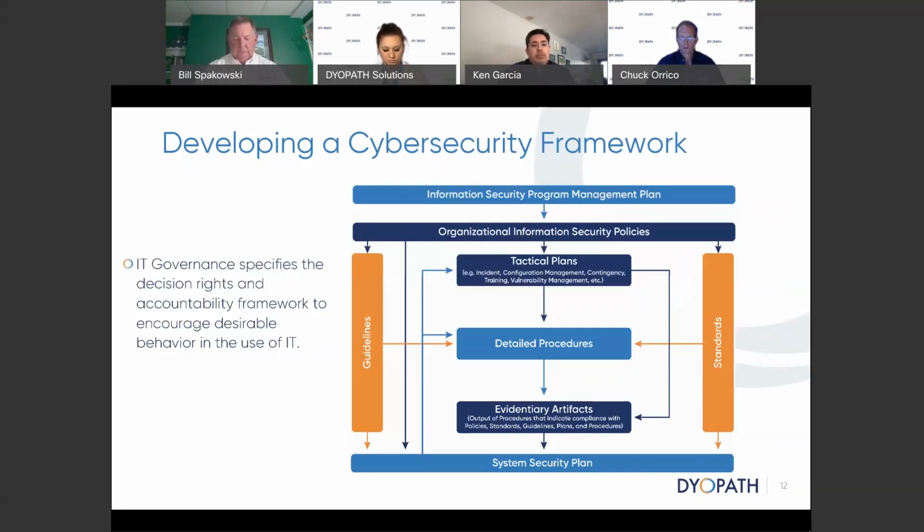And it starts with, what are your security policies? We have to develop our information security policies. We have to develop our plans that support those policies. And then within those plans, you have to have standard operating procedures. And Bill talked about it. If you have an event, if you have a compromise, how do you recover from that event?